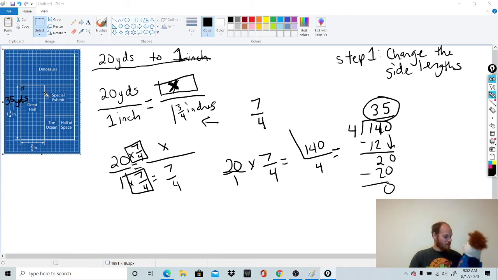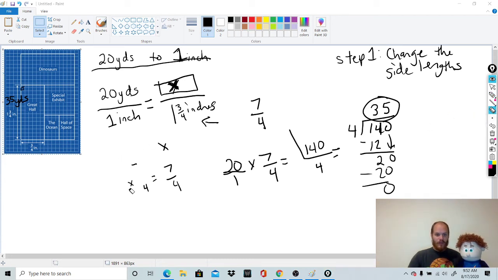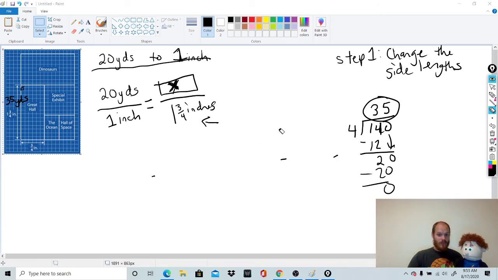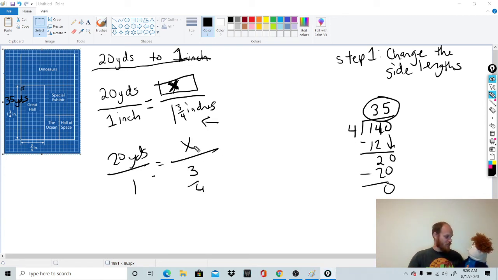You with me so far? Yeah. So we would end up doing that same thing. We'll do that real quick. Using our scale, the difference is we're not going to use 1 3/4. We're going to use 3/4. I'll keep that up just for reference later, okay? So what we're going to do is we're going to do 20 yards and 1 inch and 3/4 and X. You with me so far?